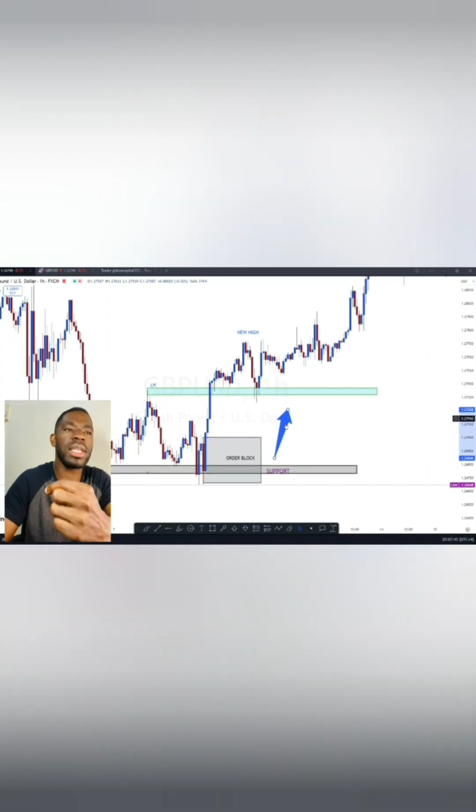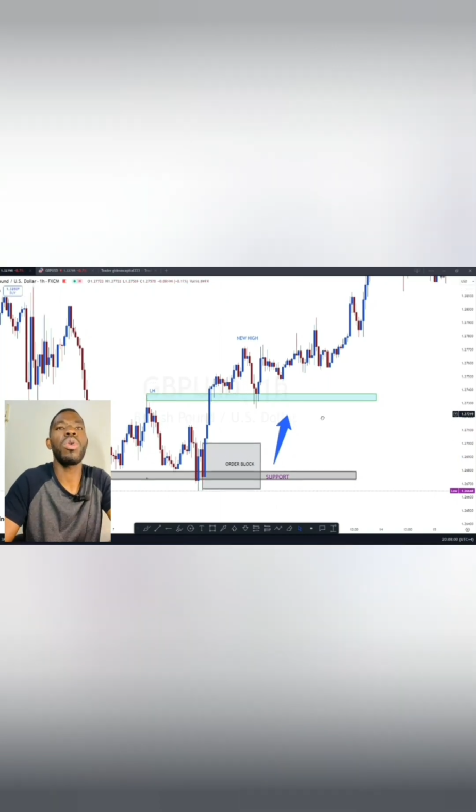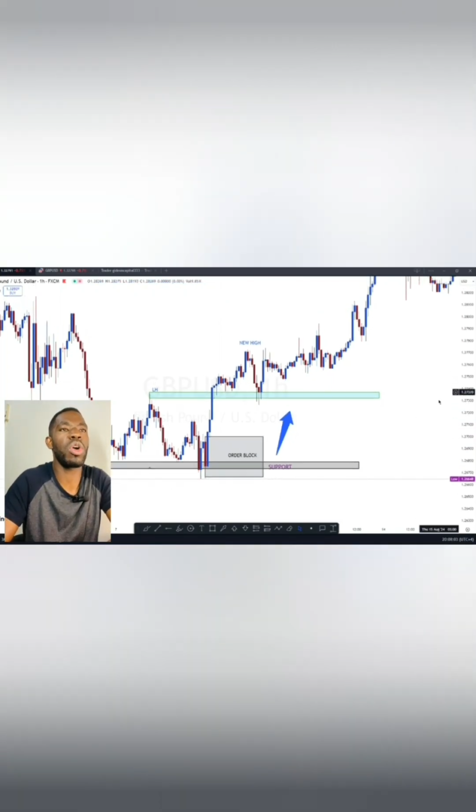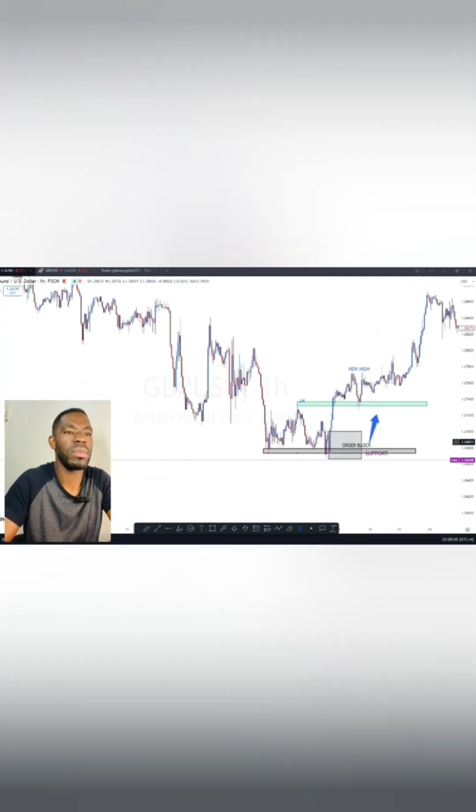The order block is the last candle before the aggressive move that changes character in the market, that creates a higher high, or in the opposite direction, that creates a lower low. All right. So it has to be in the opposite direction, because previously this was a bearish market.